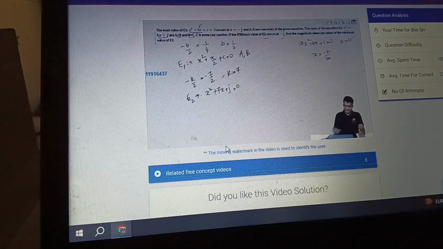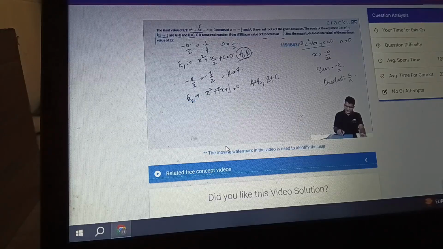And what are the two roots of E2? The two roots of E2 are a plus b and b plus c. But we know the value of a plus b. The sum of the roots of a quadratic equation, again if it is of the form ax square plus bx plus c, will be equal to minus b by a, and the product of the two roots will be equal to c by a. So as a and b are the roots of x square plus x by 2 plus c, the value of a plus b is equal to minus 1 by 2. Therefore, minus 1 by 2 will be a root of E2.